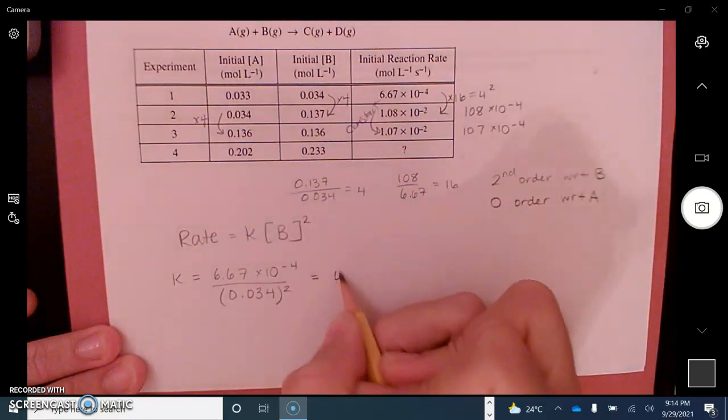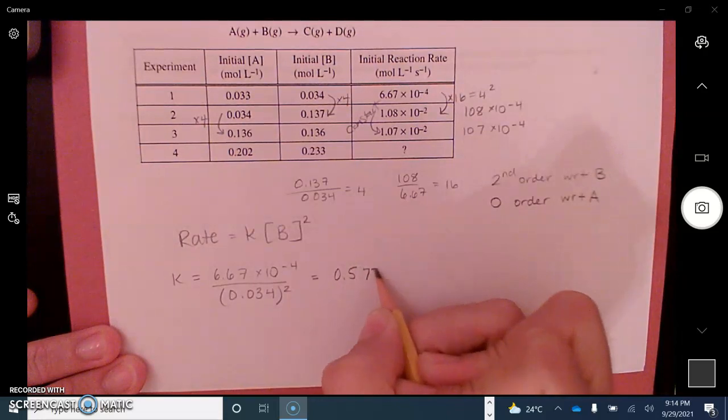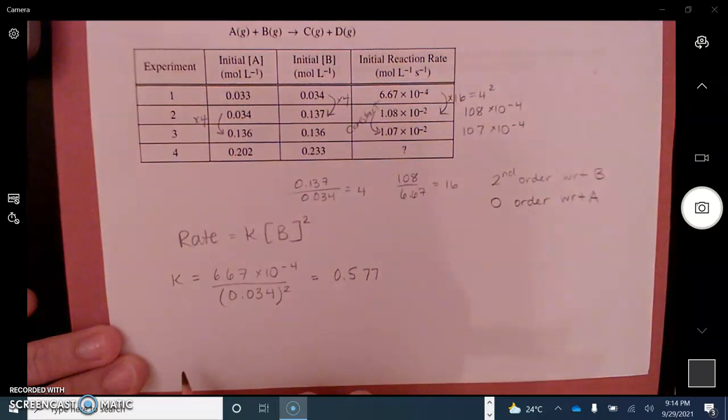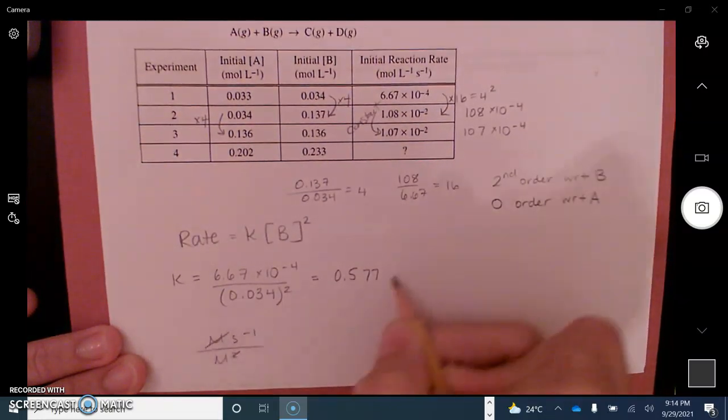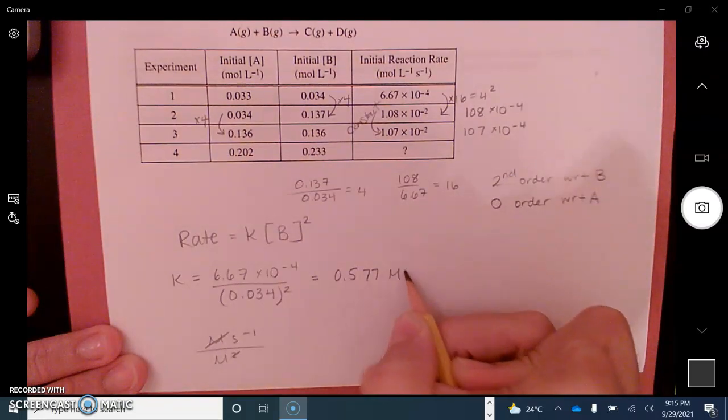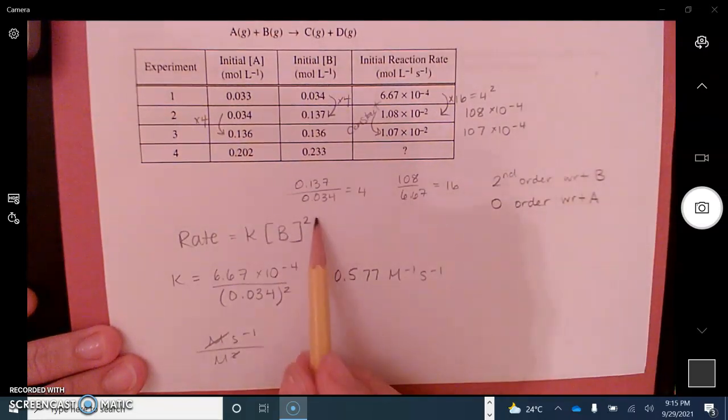And that gives me 0.577 units. We've got molarity per second on the top, molarity squared on the bottom. It's exactly the same as last time. That's not a coincidence. Every time your overall order is 2, these will be your units.